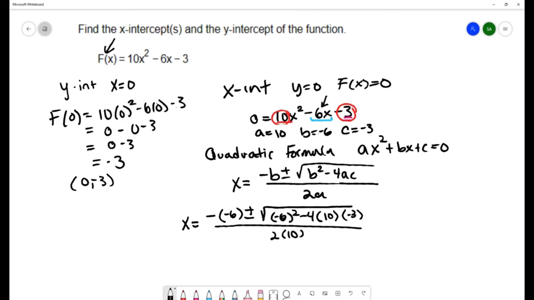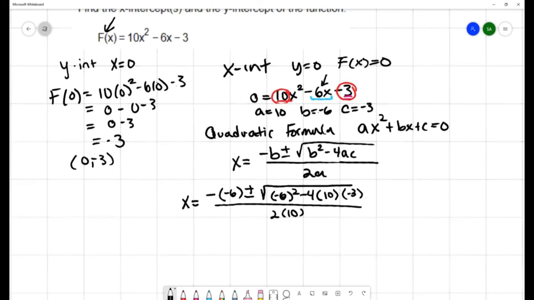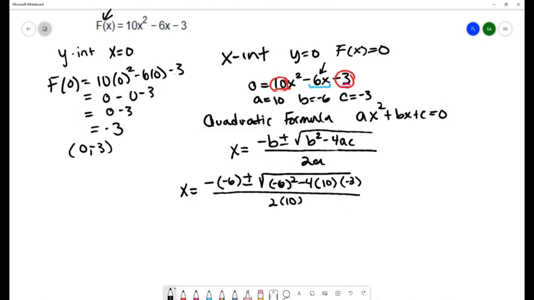So this will give us the solutions to the quadratic equation, and we just need to use order of operations to simplify. So we've got negative times negatives, that'll give us a +6. Inside the radical we have -6 squared. -6 squared will be a +36. And then we have 4 times 10, that'll be 40, times a 3, that'll be 120, and that's going to be a +120. All over 2 times 10, which is 20.